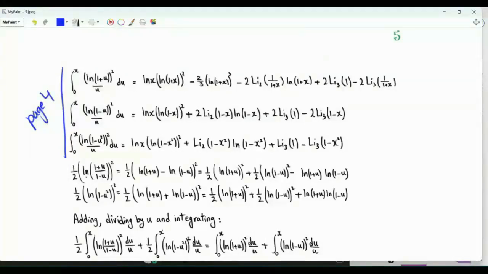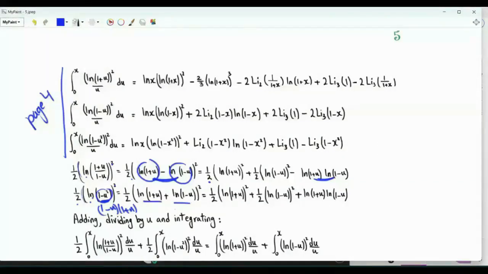1/2 the logarithm of (1 plus u over 1 minus u) all squared. This is what we have in the integral of interest. This is 1/2 the difference squared, which is 1/2 this guy squared plus 1/2 this guy squared minus the product, ln(1 plus u) ln(1 minus u). 1/2 ln(1 minus u squared), then all squared. This is 1 minus u times 1 plus u.